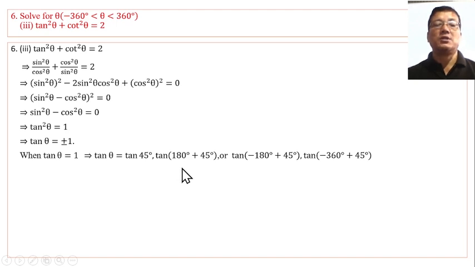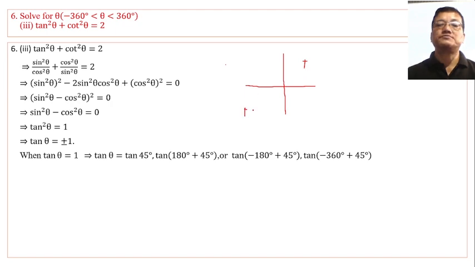Third quadrant, 180 degree plus 45. For the negative angle, minus 180 degree plus 45. Over from the mathematical. For the negative angle, tan is positive, first and second, then 180 plus 45, then 360 minus.